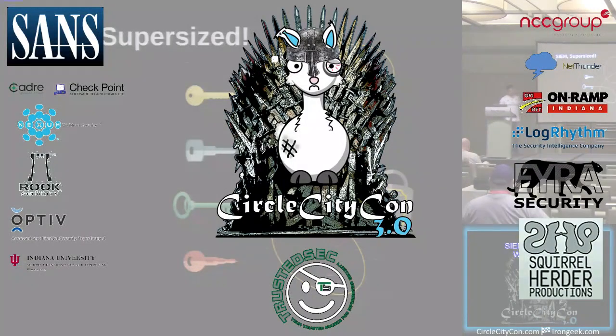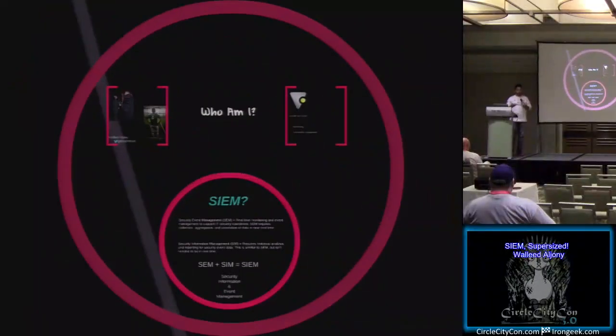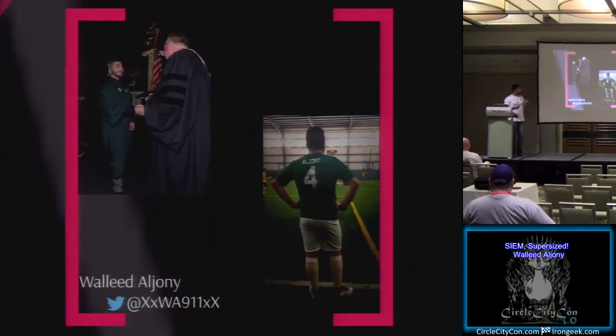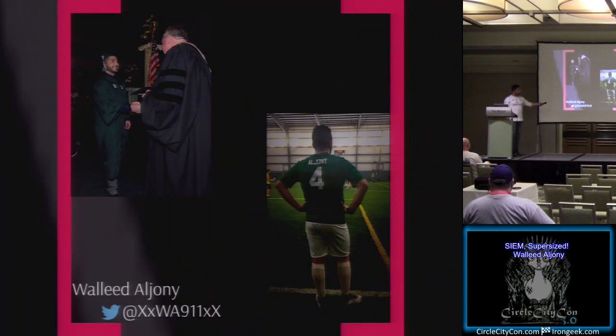All right, so we'll start out with a little introduction of who I am. My name is Walleed Aljony. I'm a very random name on Twitter, if you feel like following me. I am a recent graduate of Eastern Michigan University. I enjoy playing soccer and watching it. Very few people that do that here.